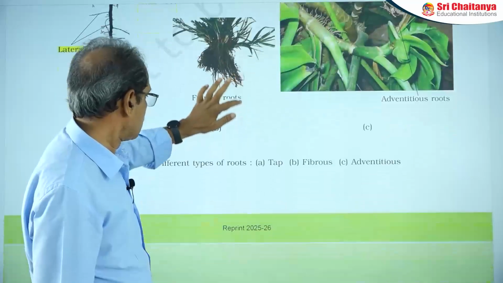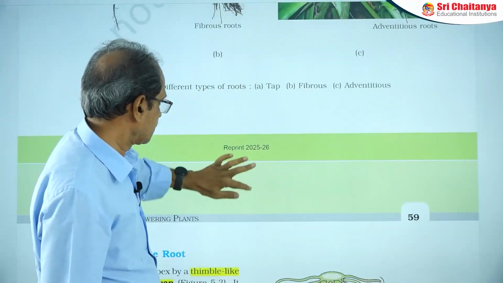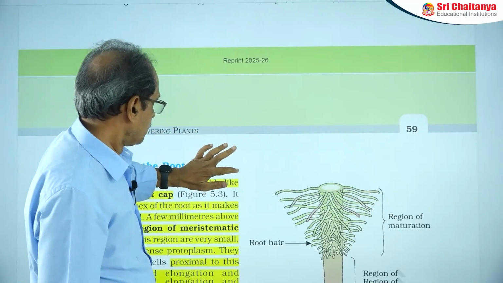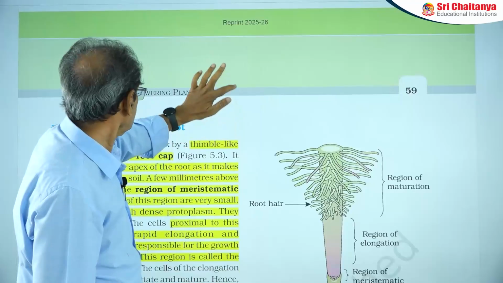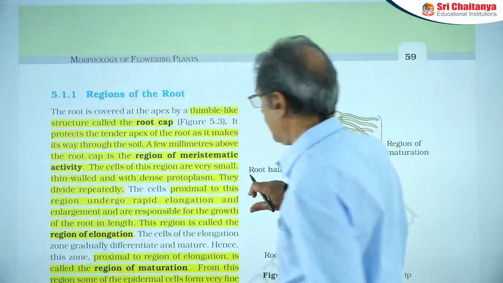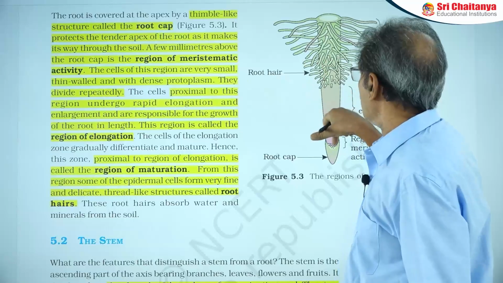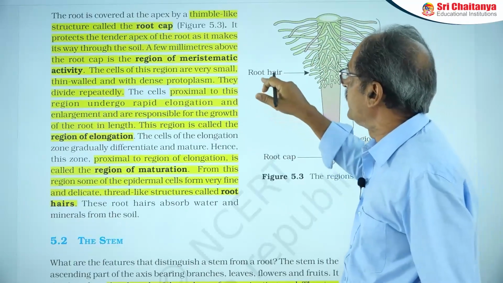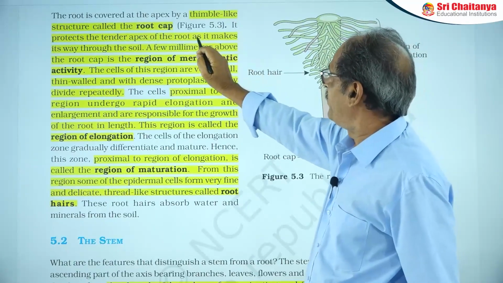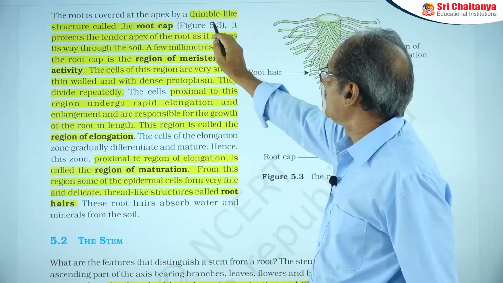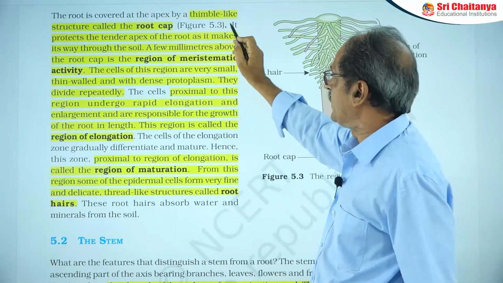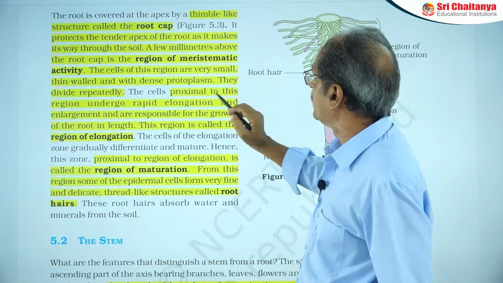And of course, these are the diagrams. Later, I will explain about the diagrams. Now, coming to here, these are the regions of the root. That is the root cap or calyptra, a thimble-like structure. The thimble-like shape is important here.